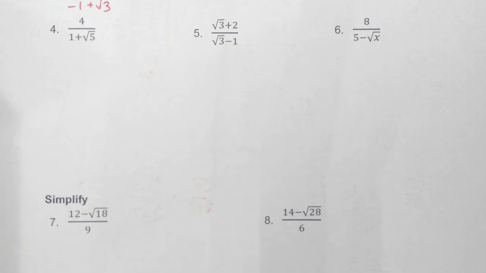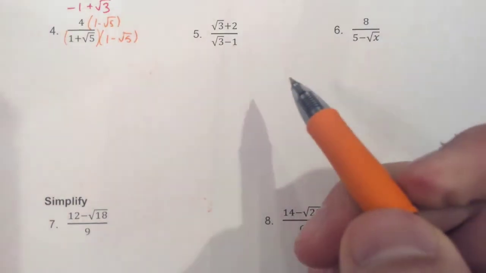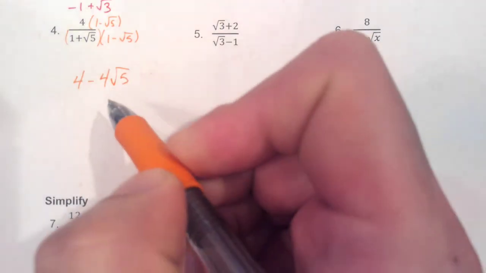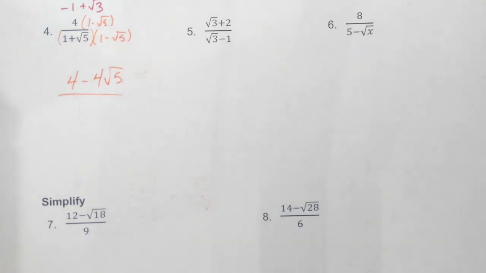But I'll go ahead and get started here. The conjugate of 1 plus the square root of 5 is 1 minus the square root of 5, which means I have to multiply the top by it as well. If I distribute that 4, I would have 4 minus 4 square roots of 5. On bottom, I just have to do the first and the last part.